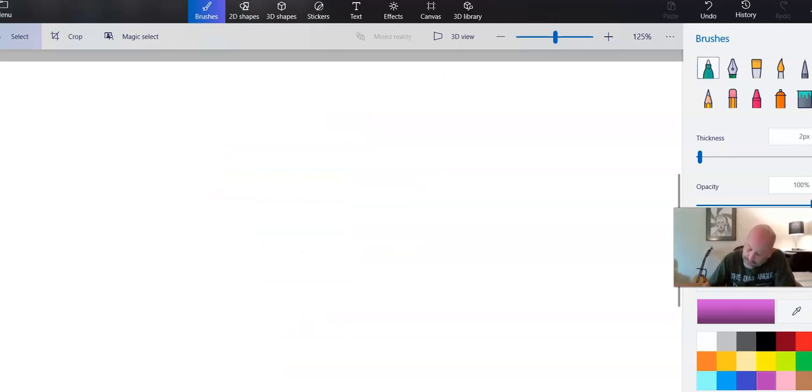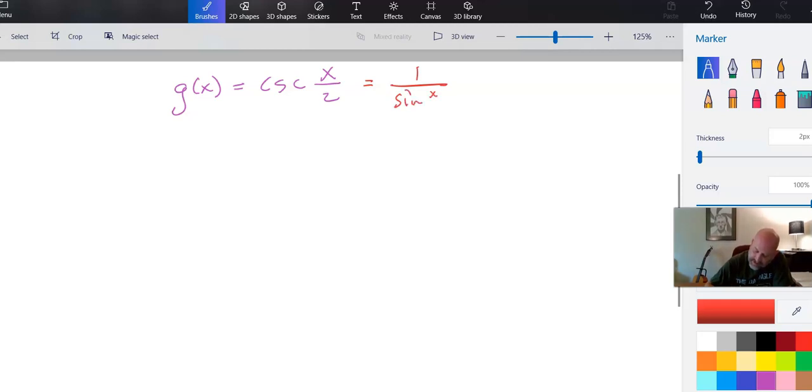Okay, so let's say I have g of x is equal to cosecant x over 2. Okay, so our cosecant graph that we're looking at, remember cosecant and sine are the two that go together, right? We know that cosecant, this would be the same thing as 1 over sine of x over 2, right? Because that's the definition of cosecant. It's the reciprocal of sine. Notice the x over 2 came down.